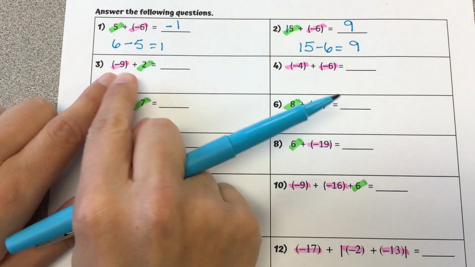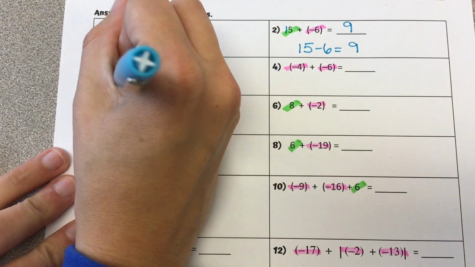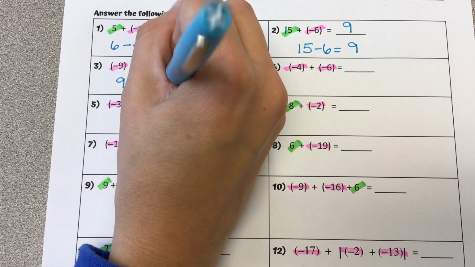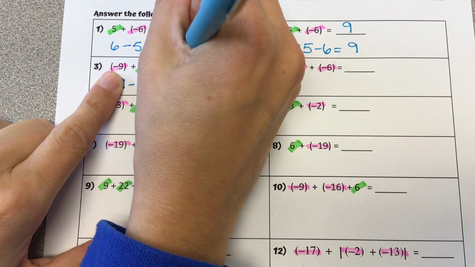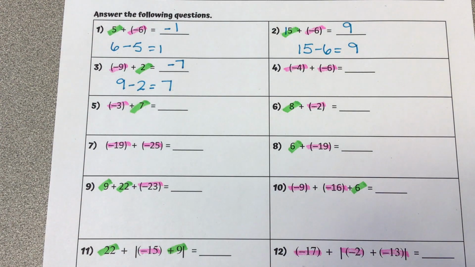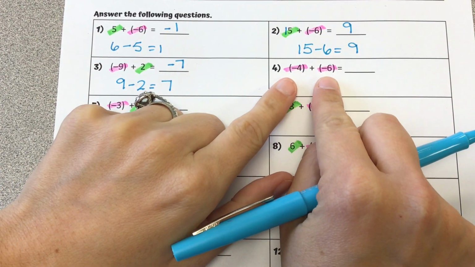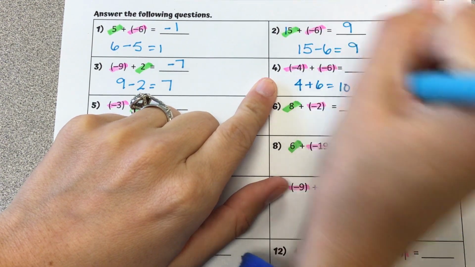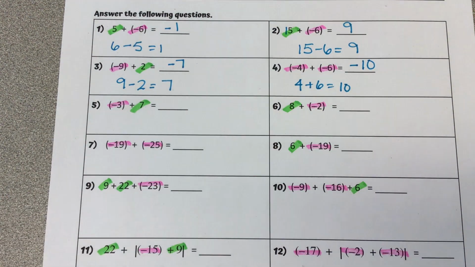Number 3, we have opposites. We have a negative and a positive, so we're finding the difference. 9 minus 2 equals 7. Our bigger number is negative, so it is negative 7. Over here, they're the same. Same means sum. So I'm just adding 4 plus 6 equals 10. Since we were adding negatives, it's negative.